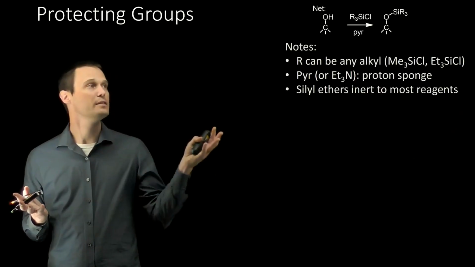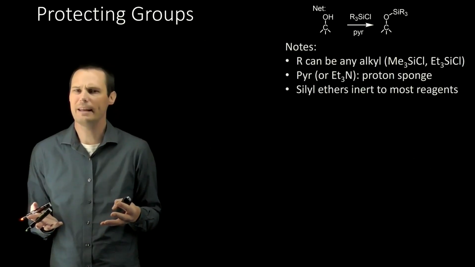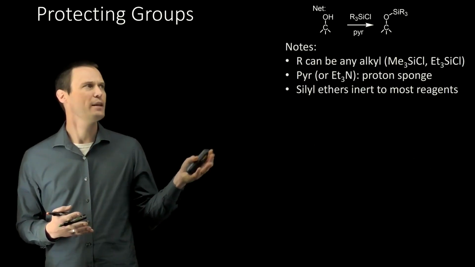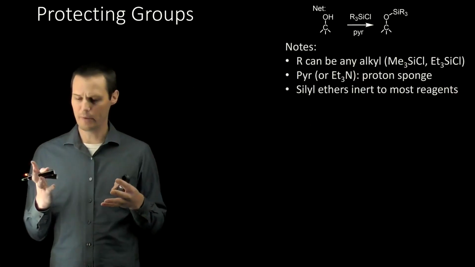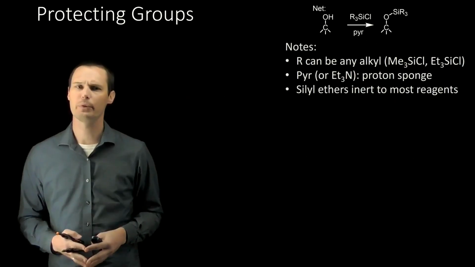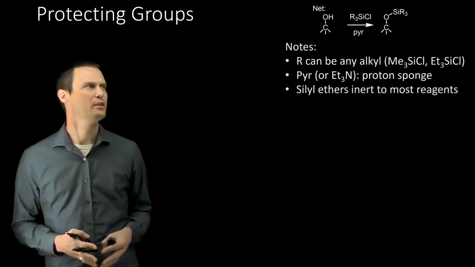The R group on the silicon, the 3 R groups, can really be any alkyl group. Could be trimethyl silyl chloride, triethyl silyl chloride. Even there are some exotic ones with 2 methyl groups and a t-butyl group. It really doesn't matter what the 3 R groups are. That's not what we're focused on. That's not the important part.